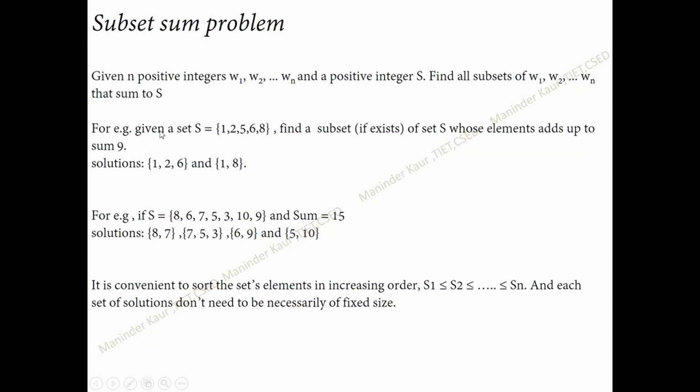If you want to generalize this definition: given n positive integers, that means the first assumption is all the elements should be positive, and a positive integer s, which represents the sum, find all the subsets of w1, w2 till wn that sum to s. One more assumption, other than all elements being positive integers, is that there should not be any replication of an element inside the given set.